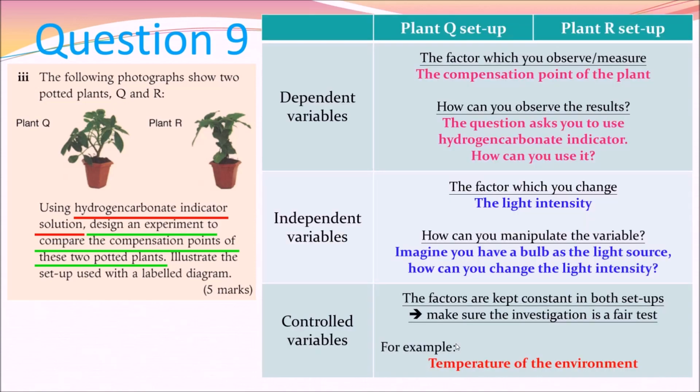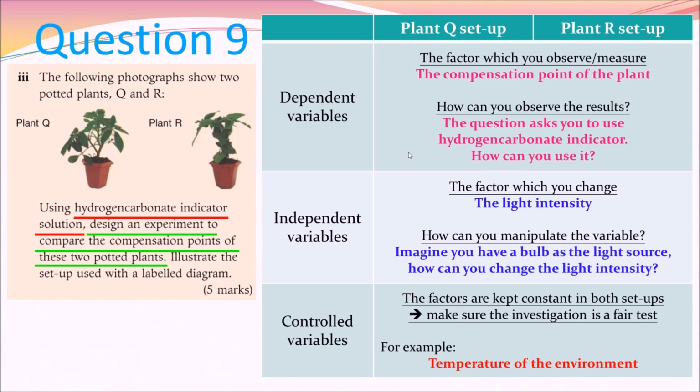And then just take a look at this table. For IV, DV, CV, for the DV you can see what we are going to observe to compare compensation points of the plants. So what are you observing? I'm going to observe the compensation point of the plant. Done. But how can you observe it? The question asks you to use the hydrogen carbonate indicator. So how can you determine that? When the color is like this, it is at the compensation point.